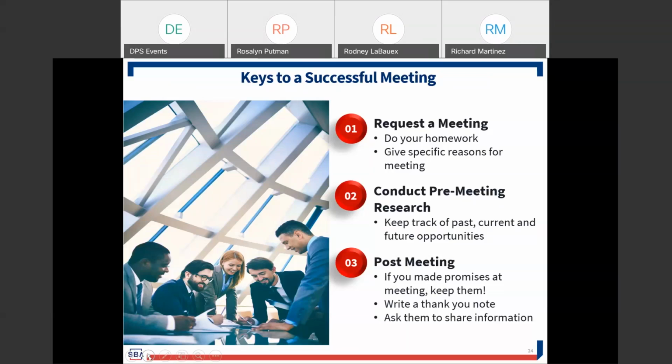If you made promises at meetings, keep them. Write a note of thanks. Ask them to share information. This is key. You want to have a successful meeting and moving forward.